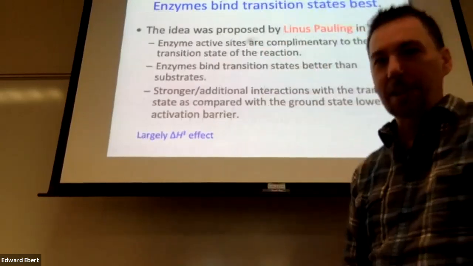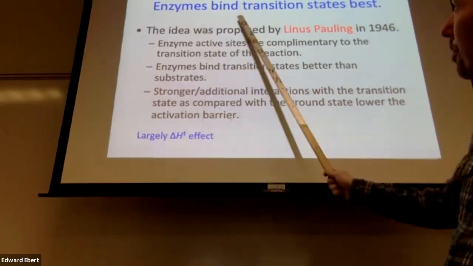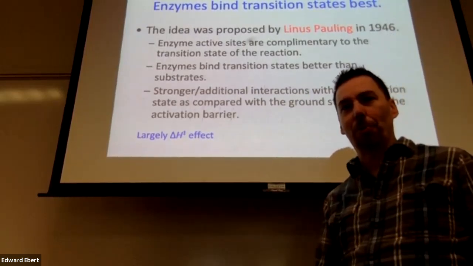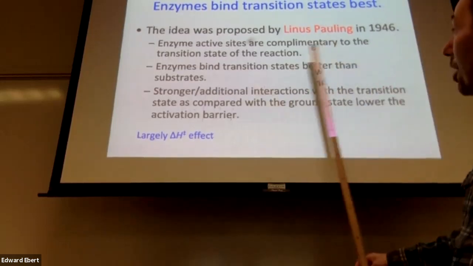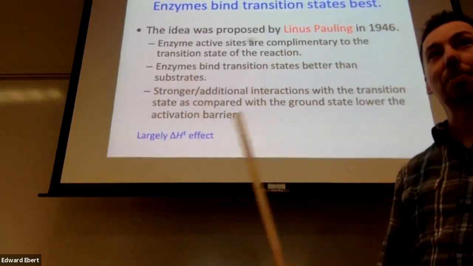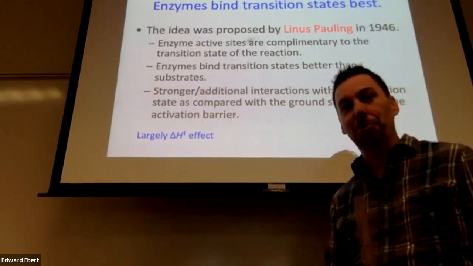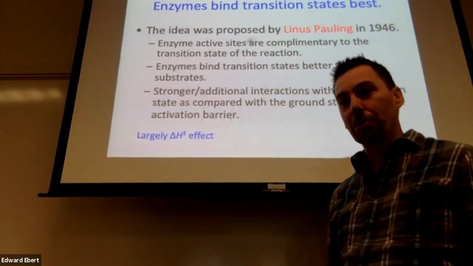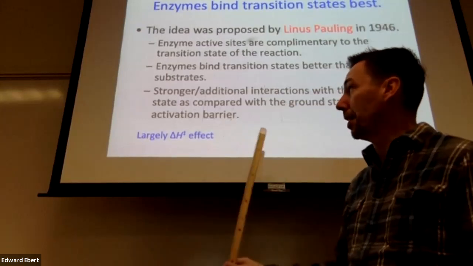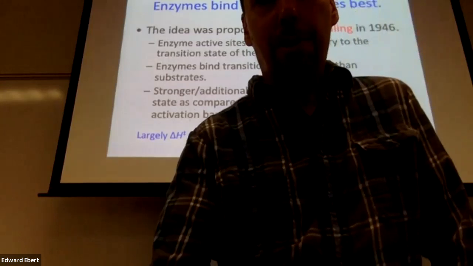Okay. So again, we're trying to lower our delta G double dagger. That should be a double dagger and not an equal sign in there. The enzymes will bind to the transition states best. Okay, so this comes from Linus Pauling. You probably read about it more in physics than in biochemistry, but same type of deal here. The enzyme active sites are complementary to the transition state of the reaction. They're not complementary to the substrate. They're not complementary to the product. They're complementary to that transition state. So as the substrate gets closer to the binding pocket, it's going to start changing its orientation into that transition state and make that a more likely reaction. So this becomes largely a change in enthalpy type of reaction.